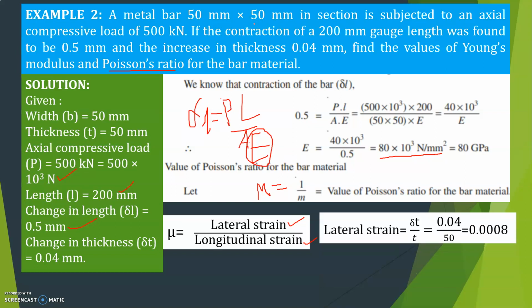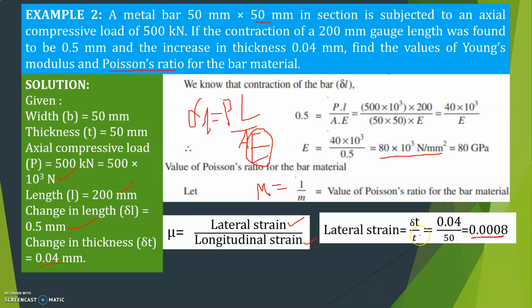Okay, so fine. How? Lateral strain is equal to change in the thickness divided by original thickness. This lateral strain may also be equal to change in the breadth divided by B, but we don't have the change in the breadth value. That's why, since thickness is given, I'm using delta T divided by T, that is equal to lateral strain. What is delta T? It is given here, that is 0.04. Substitute, divided by T, original thickness, that is 50, right? Substitute, you get this is the lateral strain.